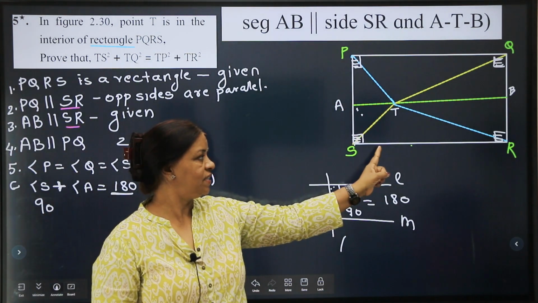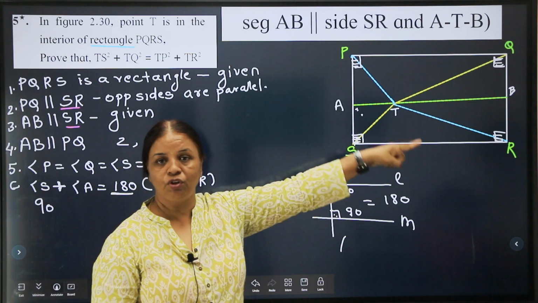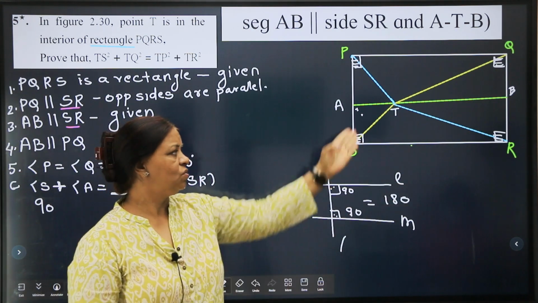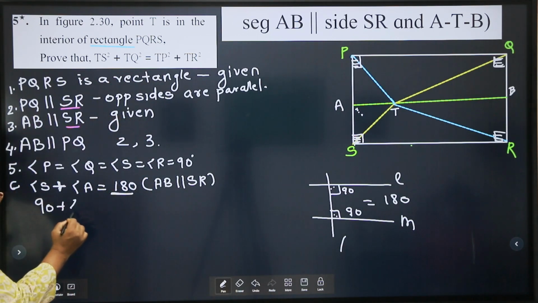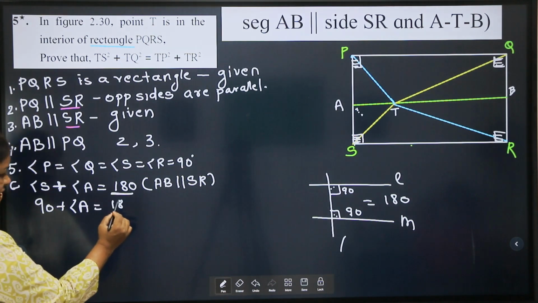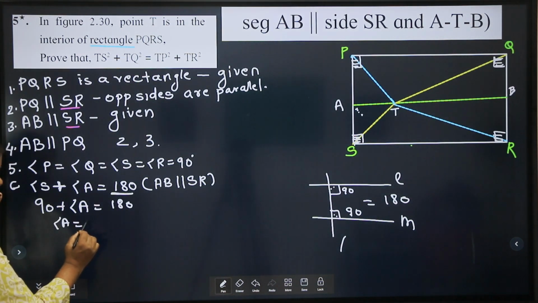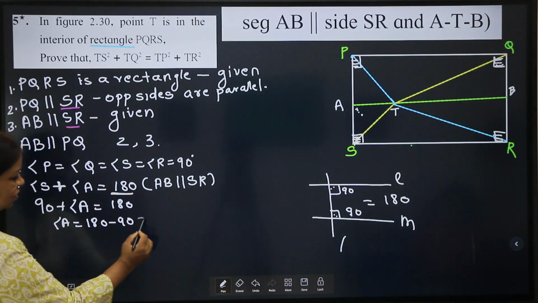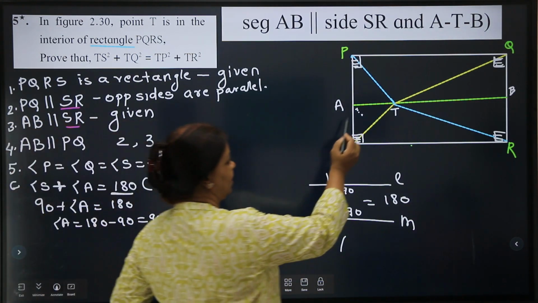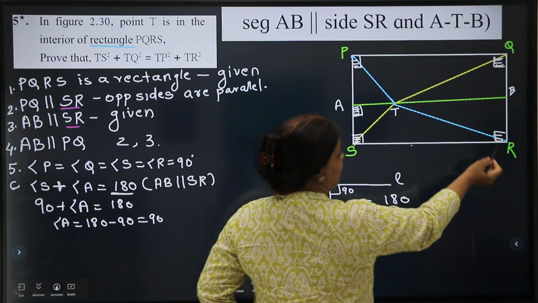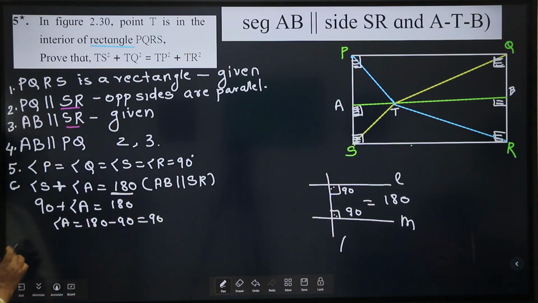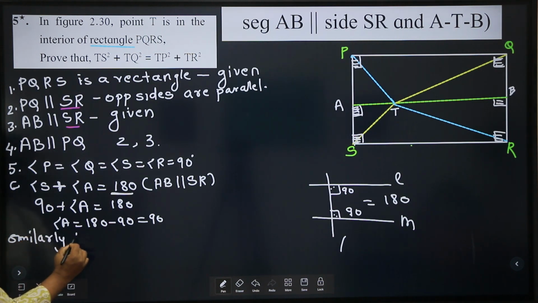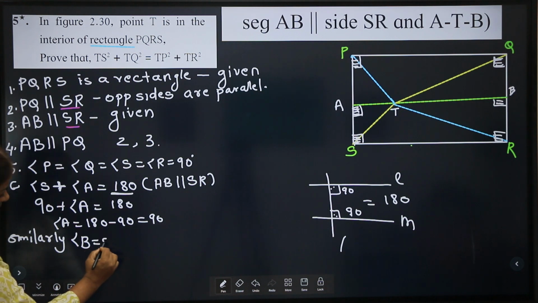AB is parallel to SR. Therefore, this angle plus this angle is going to be 180 degrees. Already this is 90, so the next angle will also be 90 degrees. So 90 plus angle A is equal to 180. So angle A is going to be 180 minus 90, which is equal to 90 degrees. So we got angle A as 90 degrees. Similarly, angle B also will be 90 degrees.